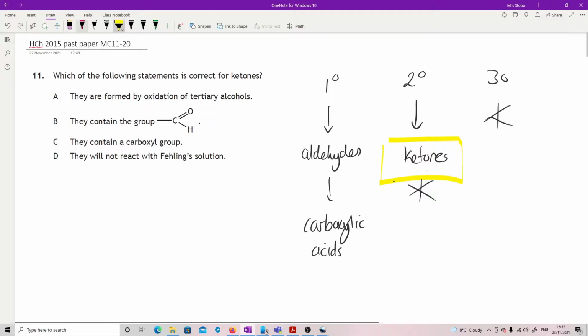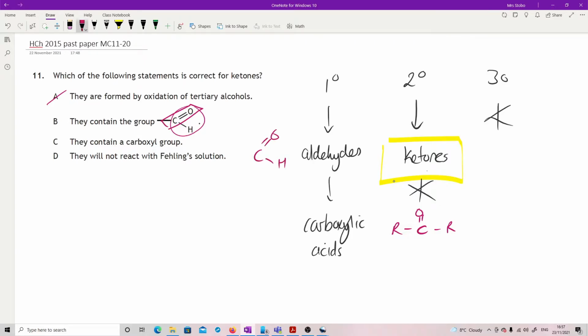Here are our options. They are formed by oxidation of tertiary alcohols. Definitely not. They contain the group C double bond O bond H. Well, that is a carbonyl group, which is what we need to have in both the aldehydes and the ketones. However, ketones are in the middle somewhere, so we've got a carbon on either side. For aldehydes, it's at the end. So that is actually an aldehyde group, so no.